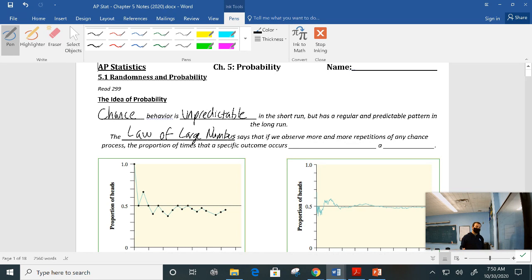So the law of large numbers says that if we observe more and more repetitions of any chance process, the proportion of times that a specific outcome occurs approaches a single value. And that single value that it's approaching is the theoretical probability.